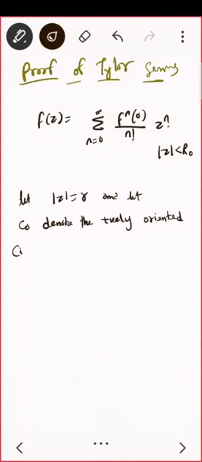Okay, so we'll just quickly review. To prove Taylor series, we are just going to prove Maclaurin series, and later on we'll define a function which will give me the Taylor series. Correct? So to start with, we are defining a C naught. That C naught denotes the positively oriented circle such that mod of z equal to say r naught, where r is less than r naught.